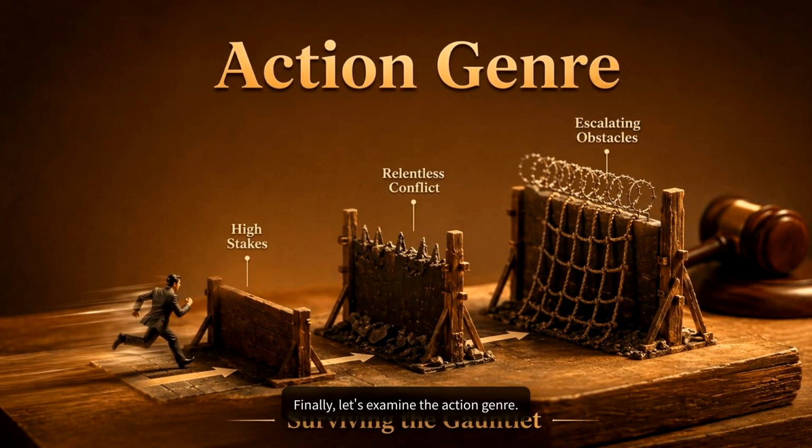Finally, let's examine the action genre. Unlike mysteries that uncover hidden truths, action narratives are driven entirely by physical stakes and external momentum. Here, the plot advances through a series of increasingly difficult physical challenges. The protagonist isn't just solving a puzzle, they are surviving a gauntlet.